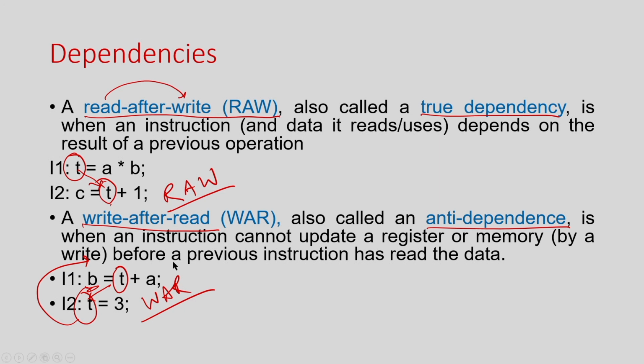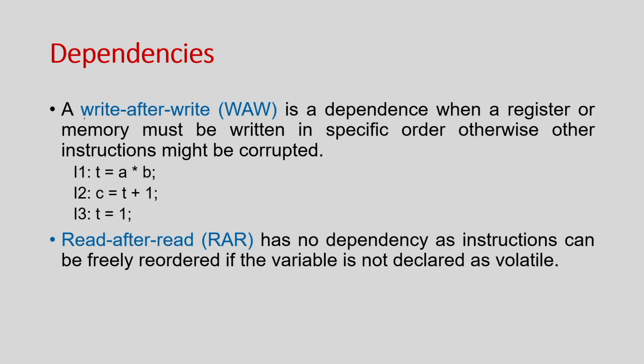There are 2 more types of dependencies. The next one is write after write. That means you are writing to t and then you are writing again, so you cannot change the order. This is also a dependency that has to be honored during the hardware implementation. Otherwise, if you move this operation here, the order will change and c will get a wrong value. So we have to obey write after write dependencies as well.